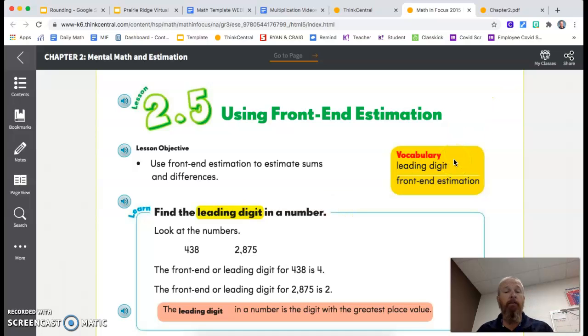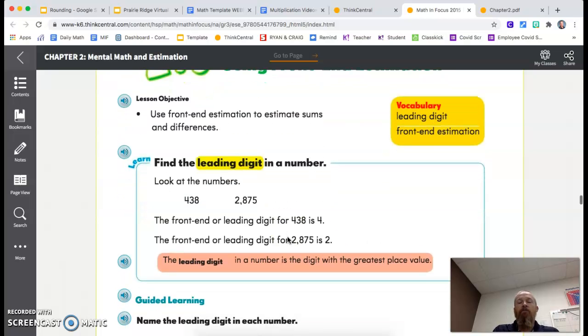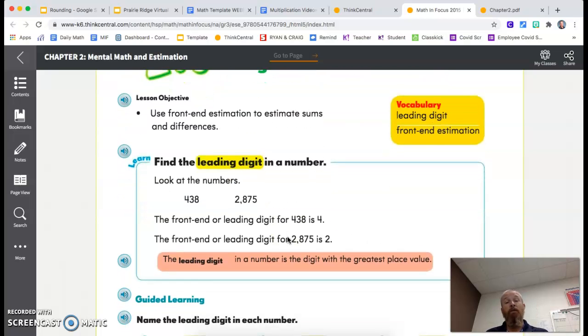Here's a little bit of vocabulary: leading digit and front-end estimation. Front-end basically means we're going to take the leading digit, whatever digit is first in the number. So 438, the front end or the leading digit is the 4 in the hundreds column. 2,875, we're not going to take the 8. That's not the front number. It's actually the 2 there. And that's how we're going to estimate.